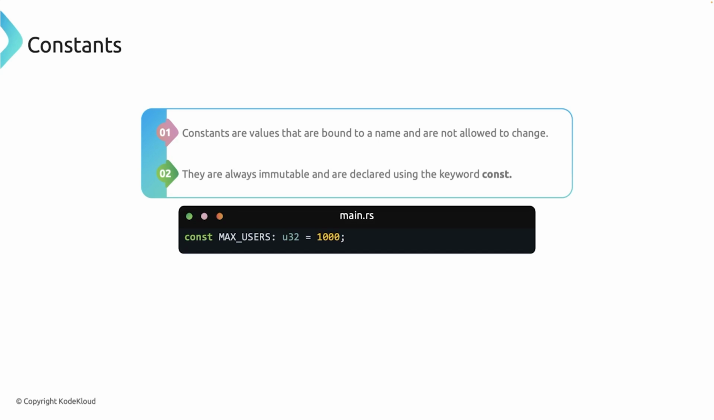For example, over here we have const MAX_USERS equals 1000. In this example, MAX_USERS is a constant with a value of 1000. The u32 type annotation indicates that this constant is an unsigned 32-bit integer. Now, constants are perfect for values that should never change and are used throughout your code. And using a constant makes your code more readable and easier to maintain.